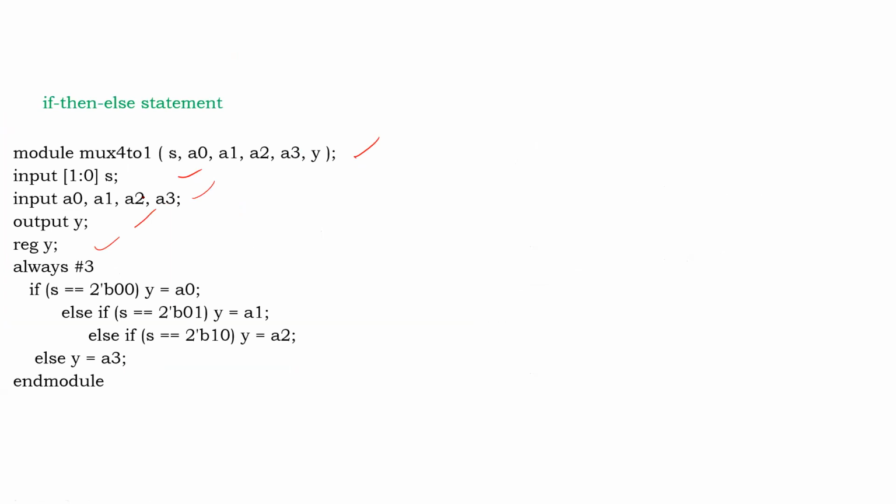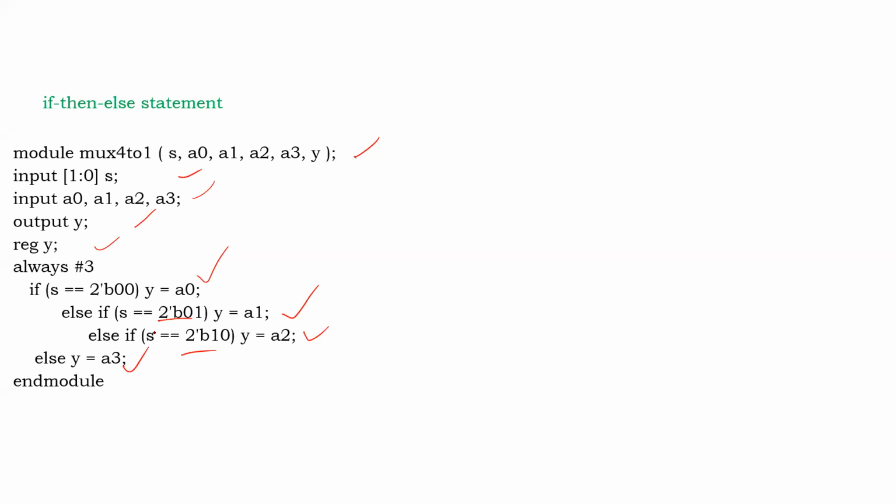Now, always as 3. If S double equal to 0, 0. Suppose the select lines S1, S0 are equal to 0, 0. Then what happens? Y is equal to A0. If not, else if, then check one more condition. If it is true, output is A1. If not, go to check another condition. That is it. If all are wrong, then finally one condition is there, else Y is equal to A3. This is the if then else statement.